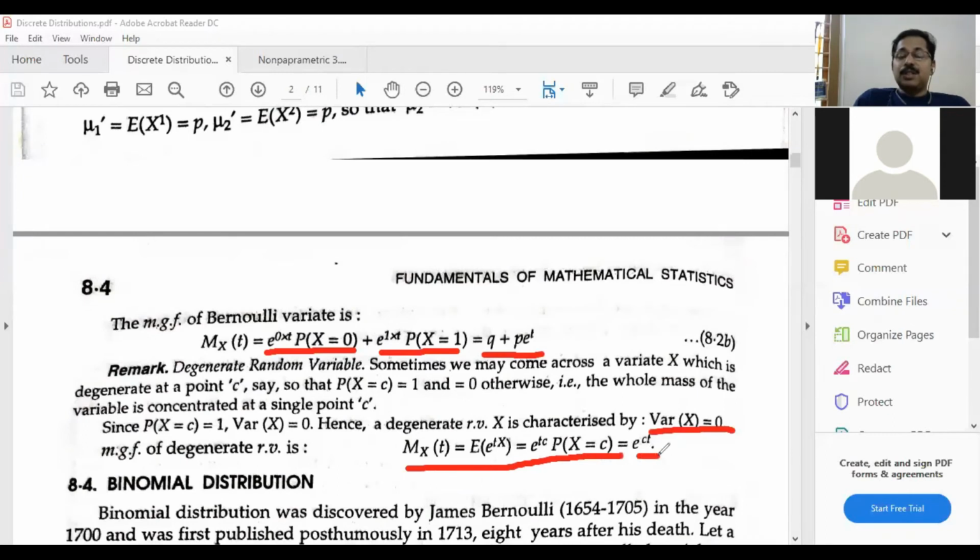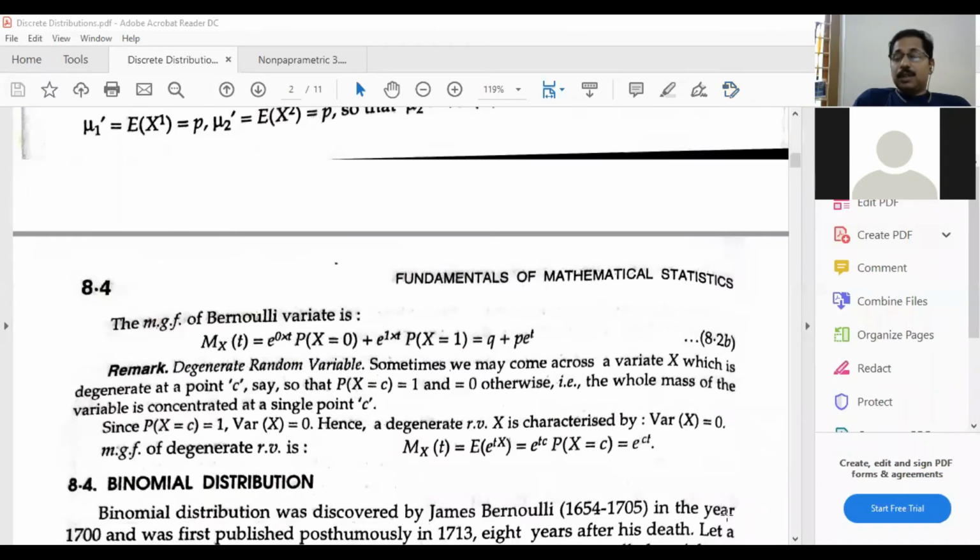So using this e raised to ct, the MGF, you can generate all raw moments. Using that, you can find out central moments. Then using central moments, you can find out skewness, kurtosis, etc. Okay, this is the way to study the properties of a distribution. Okay, that is the second type of distribution.